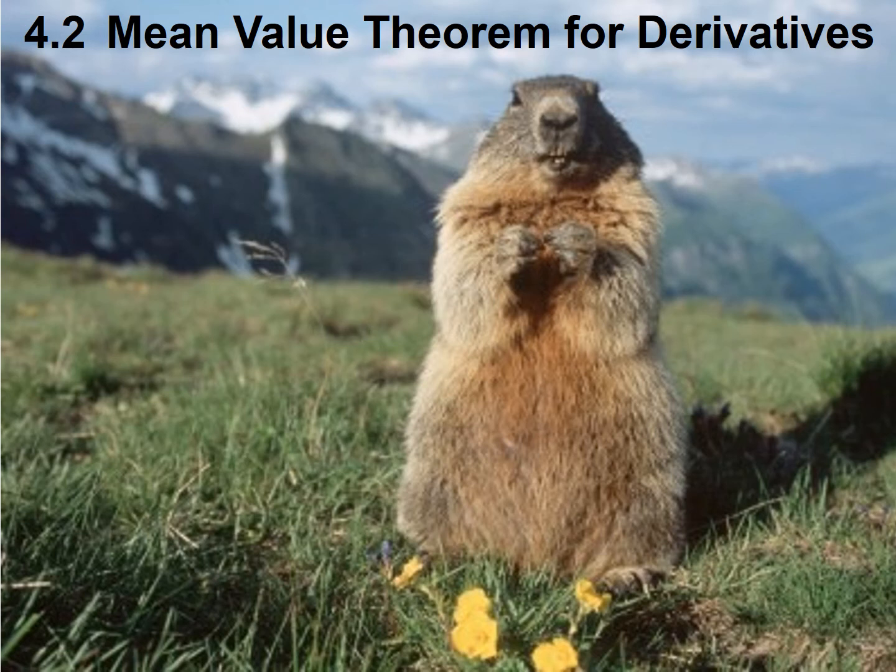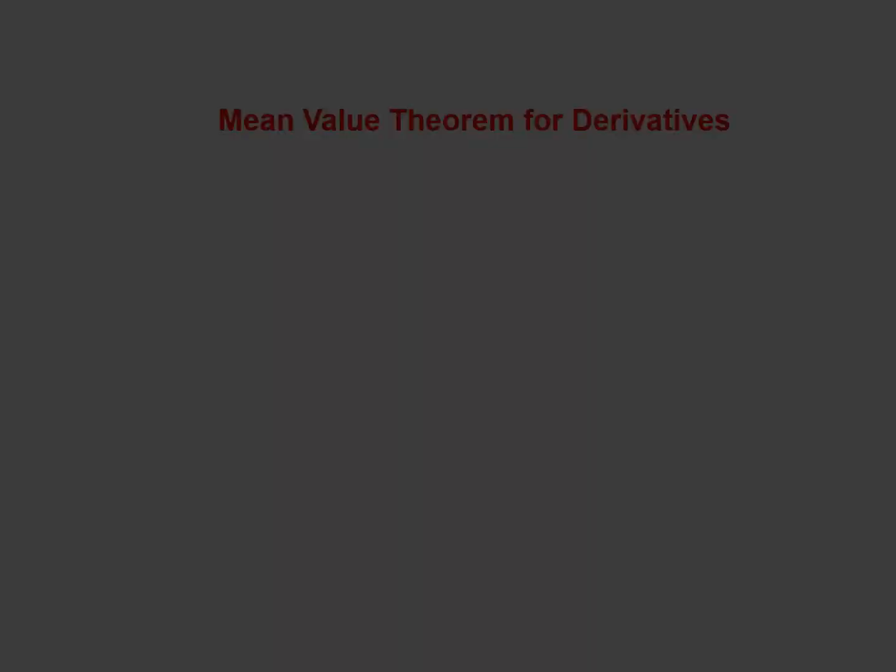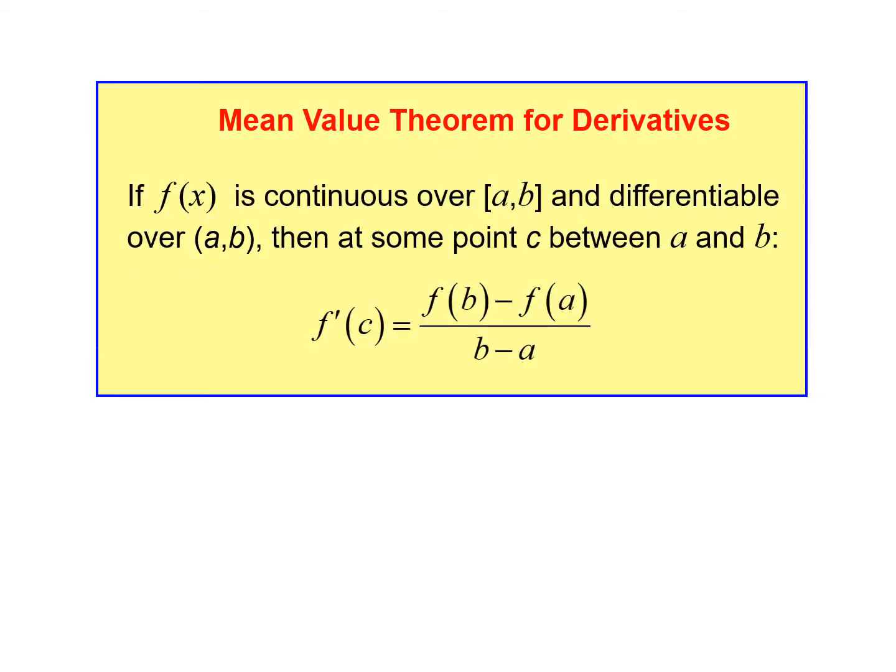Okay, 4.2, we're going to look at the mean value theorem for derivatives. The mean value theorem for derivatives says that if our function is continuous over a closed interval from a to b and differentiable over the open interval from a to b, then at some point in between a and b, the derivative is equal to the slope of the line connecting the endpoints. F prime of c equals the slope of the line going from point A to point B.